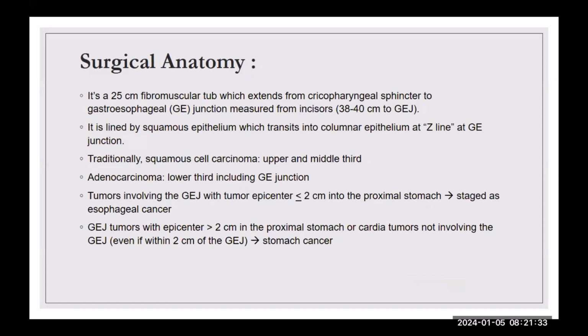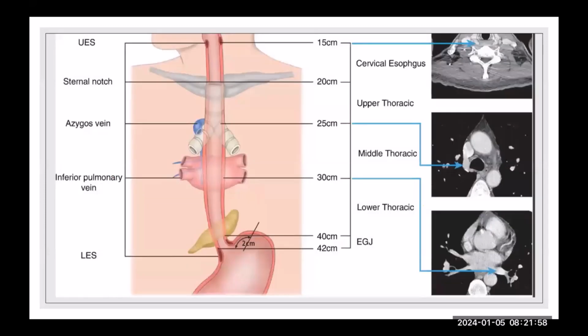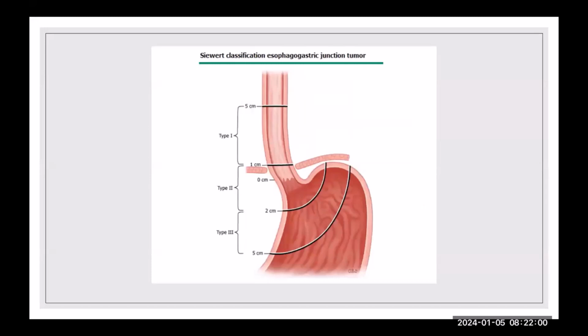Surgical anatomy. Esophagus is a fibromuscular tube which runs from the lower end of the cricopharynx up till the gastroesophageal junction. It's 25 centimeters long and the distance is measured from the incisor teeth. It is lined by stratified squamous epithelium and it transitions into columnar at the Z line. Traditionally, for obvious reasons, squamous cell is more common in the upper end, and in the middle and lower end, adenocarcinoma is more common. Here is the picture.